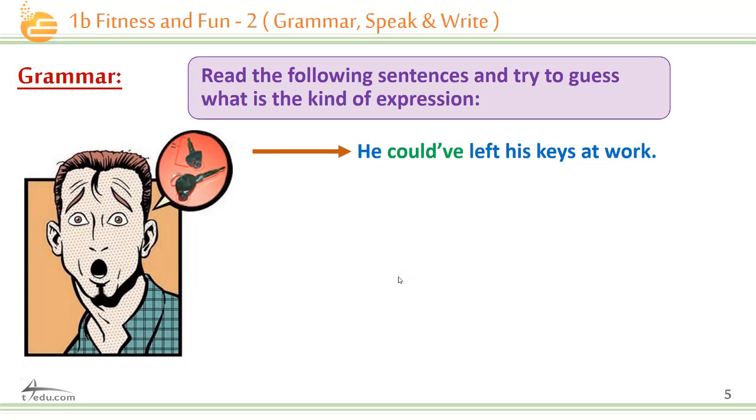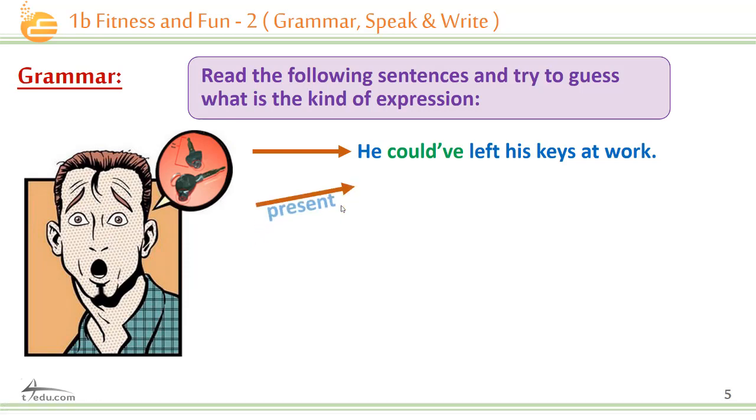Now let's look at the second part of the sentences. Read the following sentences and try to guess what kind of expression it is. Now, he is worried. He's looking for his keys. So, I'm giving some guesses that maybe he lost it somewhere. Where did he lose his keys? So we say, he could have left his keys at work. Here's the modal, could have, and here's the verb.